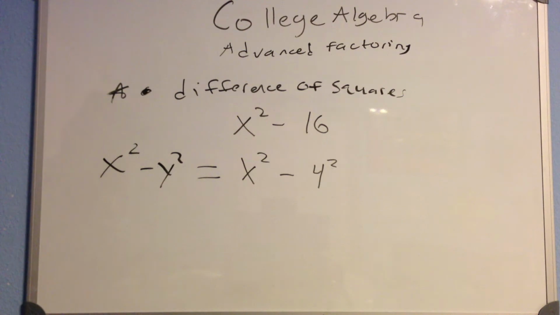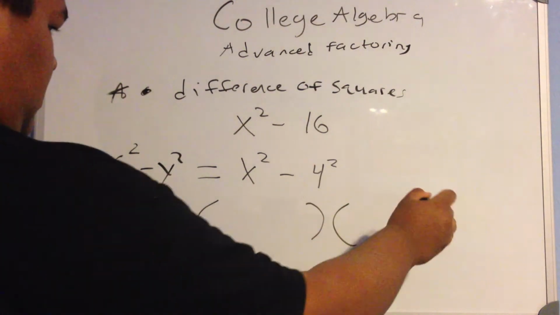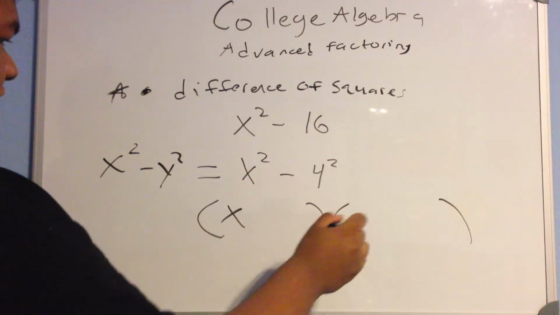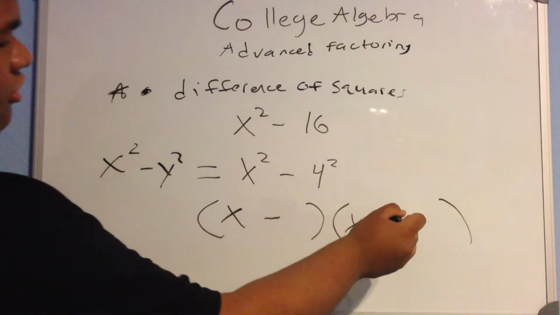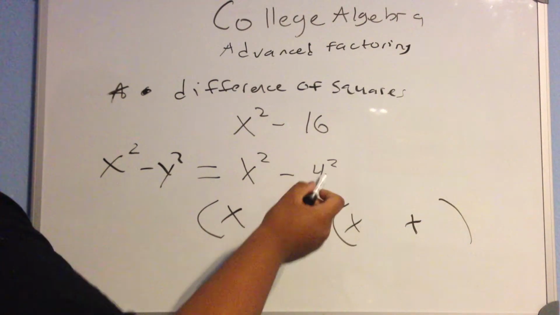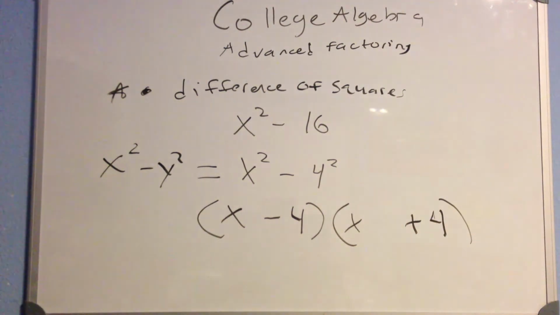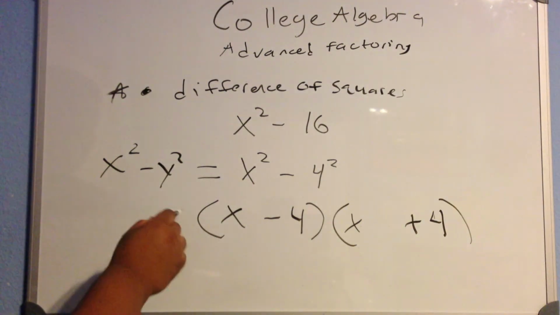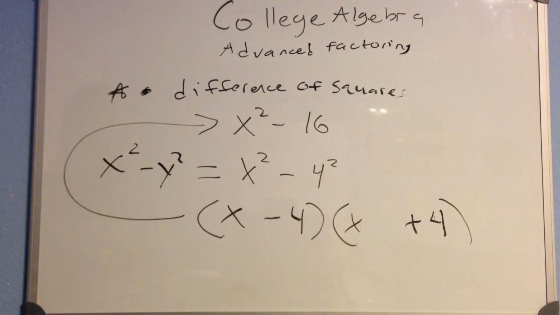So what do you do from there? So you do the same two units. Since it is x squared, the first one is always x. And here it will always be minus or plus this factor, so it's 4. Always like that, or most of the time. So that is how you factor this. That is a difference of squares.